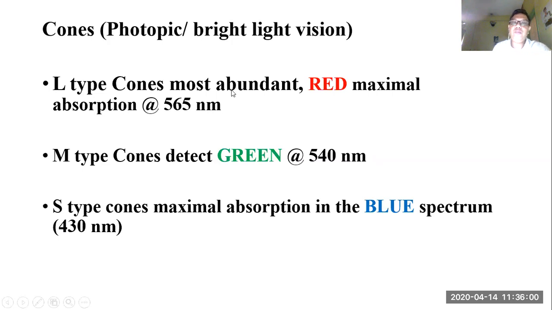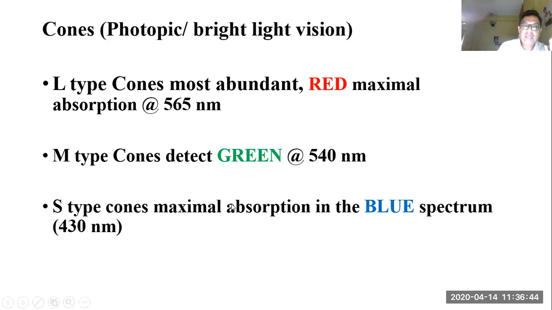Now, this L-type cone, the red, and the M-type cone, green, are the two types of cones which are found in the fovea. So only L-type and M-type cones are found in the fovea, in the center of the focus of the eye, and they are concentrated to a great extent. They are thin, as you have seen in the microscopic picture, and they are concentrated in the fovea, so that they give acute vision, or the vision from fovea is very accurate, and they also provide color vision.